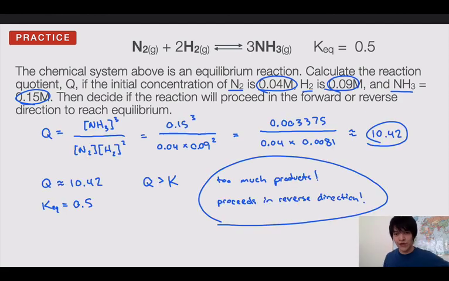Okay, there's too much products. Our calculated Q value is 10.4. 10.4 is a lot bigger than 0.5. It's not equilibrium. Too much products, it has to shift in the reverse direction. Reverse direction produces more reactants, and then it'll start getting towards equilibrium this way.